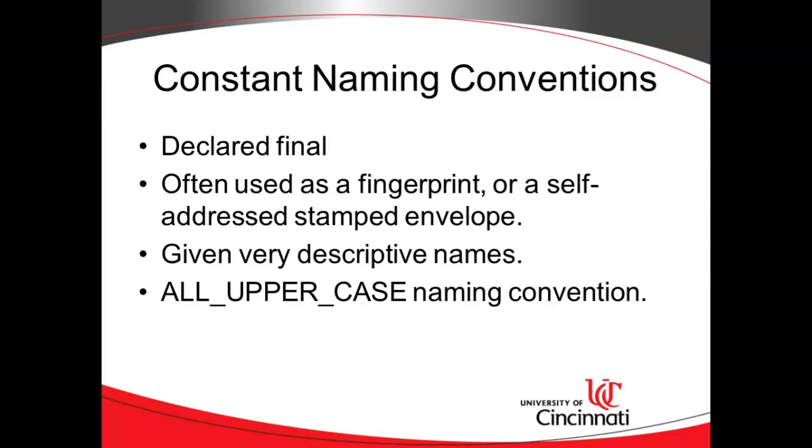They tend to be somewhat frequent in the Android operating system. So once again, give them very, very descriptive names, and all uppercase with the underscore between words. That's the naming convention we'll use for a constant. To the point, if you see a variable with that name, you can typically assume it is a constant. And if you're making a constant, you should use that so that people know what it is.